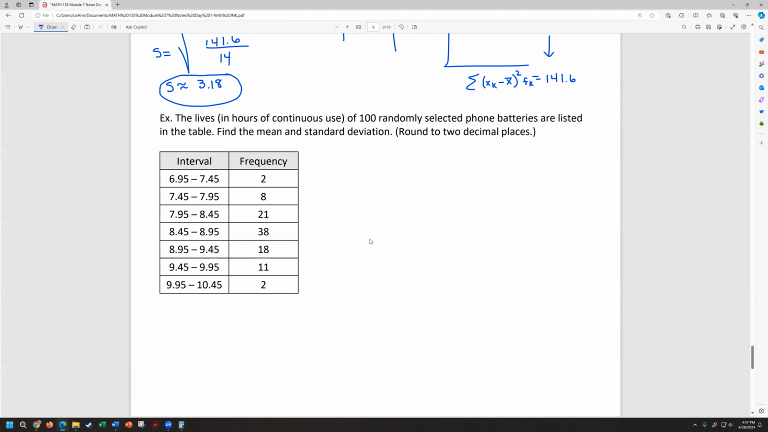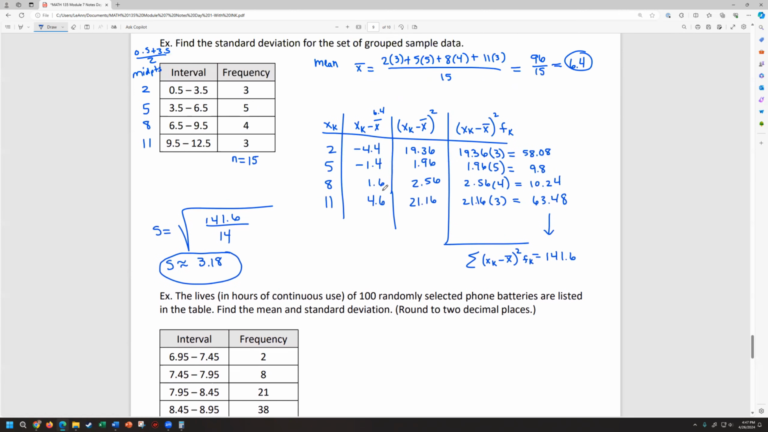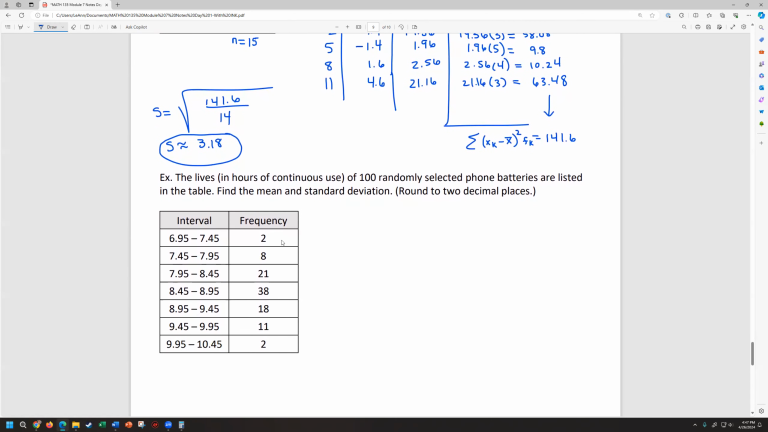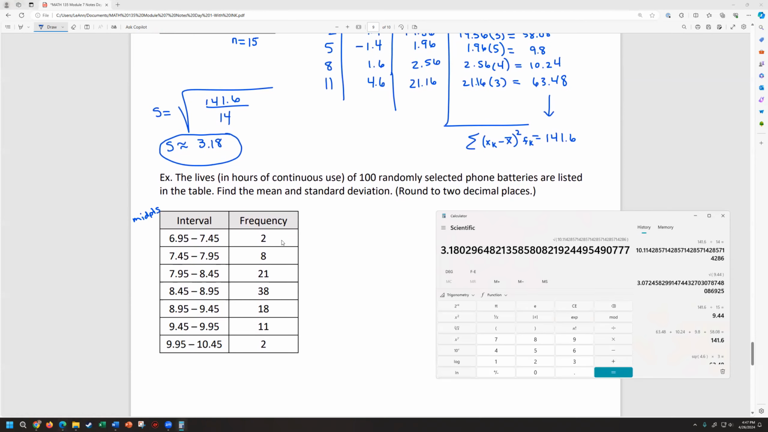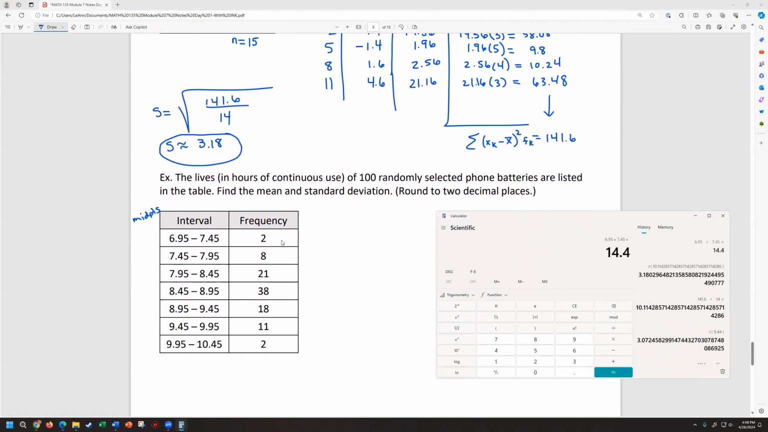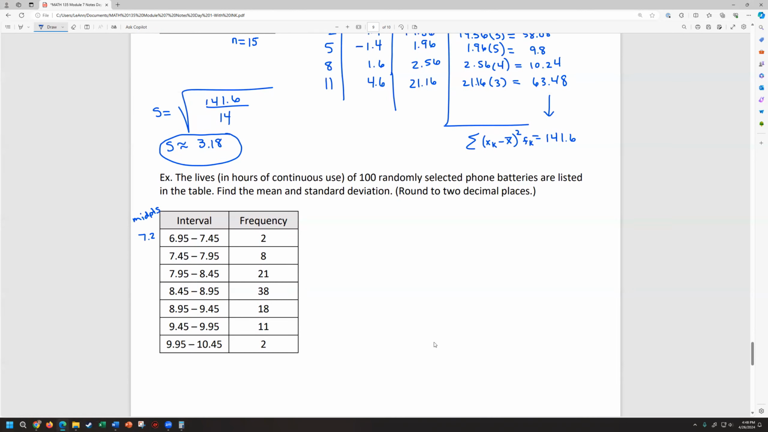But I would like you to try this one on your own, just to make sure you can do a grouped standard deviation, so you can reference what we did up here. I will go ahead and get you started on the midpoint because that's always a little harder when there's 2 decimal places. It just makes it look scarier. This first midpoint is 6.95 plus the 7.45. You add the 2 endpoints together, which is 14.4, and then we cut that in half. We get 7.2.